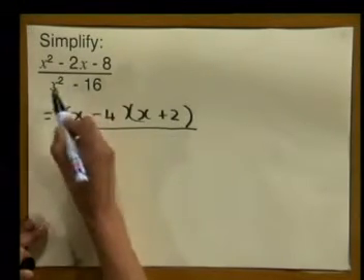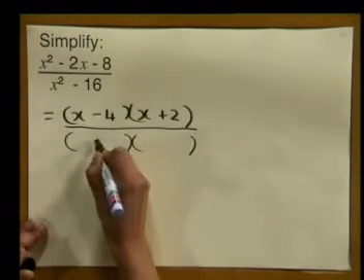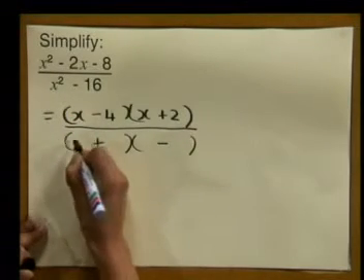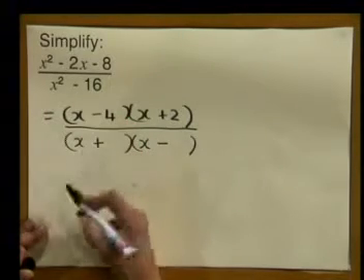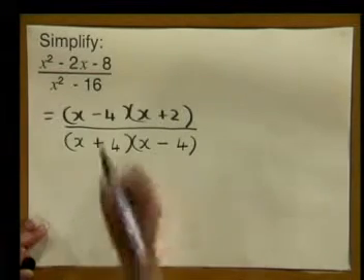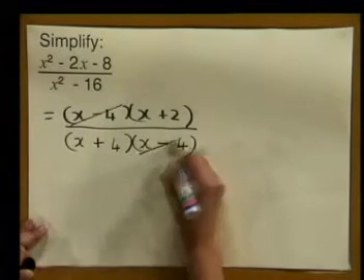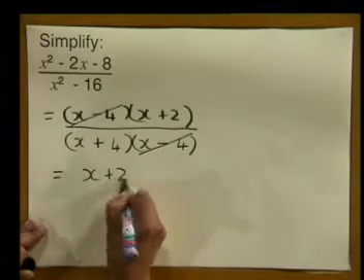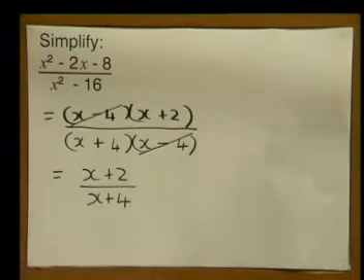This is a difference of 2 squares. So straight away we put down our 2 brackets, one having a plus sign, one having a minus sign. The square root of x squared is x, and that goes in the first place in each bracket. And the square root of 16 is 4, and that goes in the second place in each bracket. Now we have common factors that we can cancel out. X minus 4 cancels with x minus 4, and we are left with x plus 2 divided by x plus 4. And that would be our final answer.